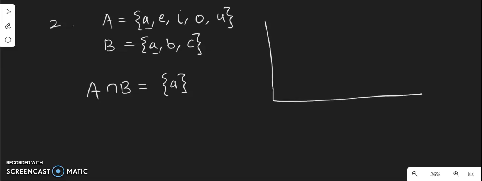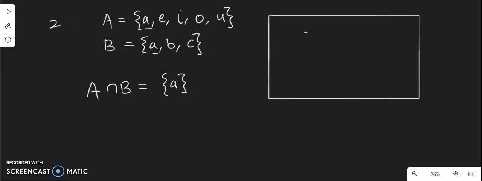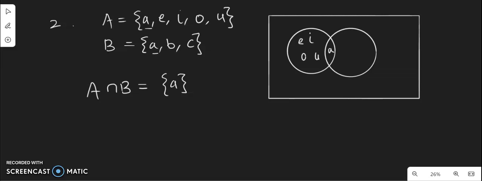And you can simply think about it. If I'm going to draw a Venn diagram here, then this is set A and this is, let's say, the set B. Then a actually lies here, that means in the common area, and then e, i, o, u are in A only, and b and c are exactly here in B only. So you can see the shaded portion becomes A intersection B. So this is set A and this is set B. So that's another problem. Let's go for one more problem.